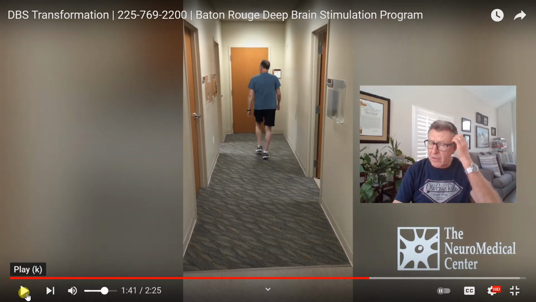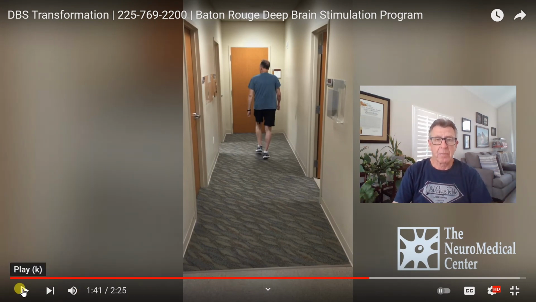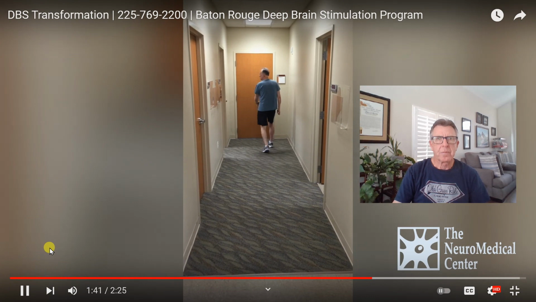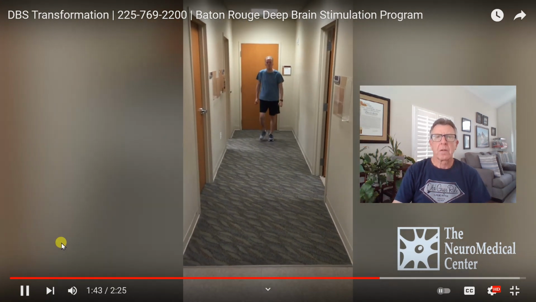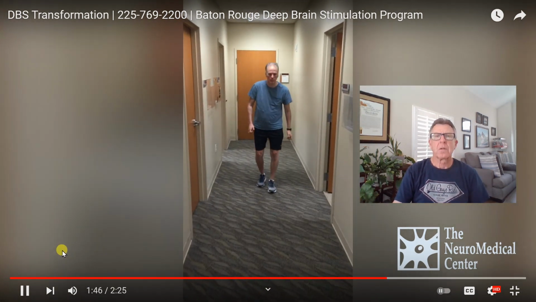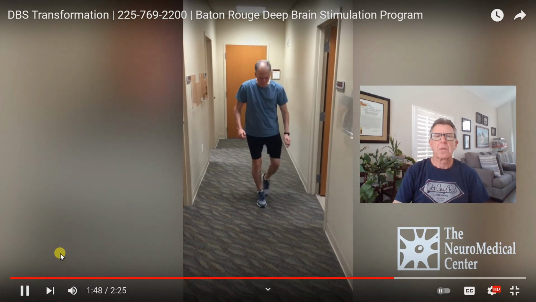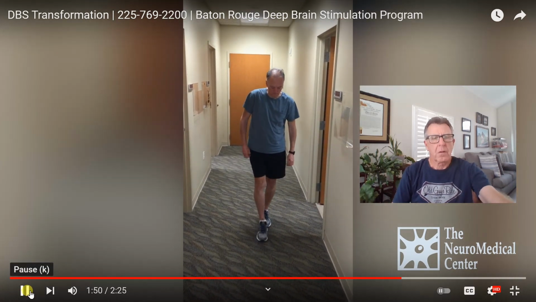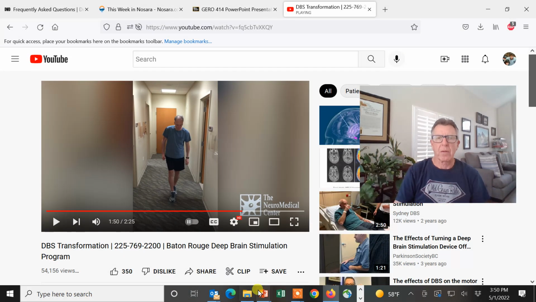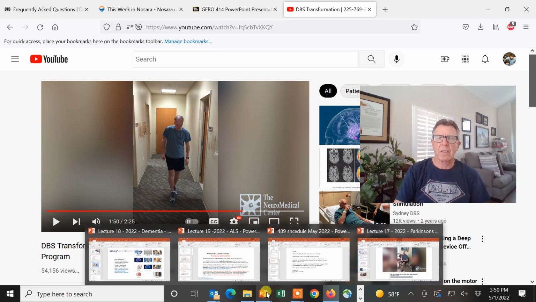So you can see how much better he is. He's gained weight because he's getting out there exercising. He's a combination of meds and deep brain stimulation. Okay, and turn around. Can you walk like this, heel to toe, like you walk on a tightrope? All right, pretty awesome. All right, cool. I just wanted to get that in.